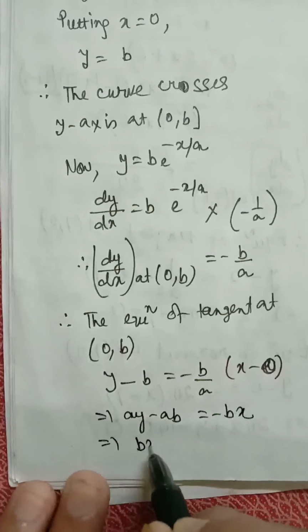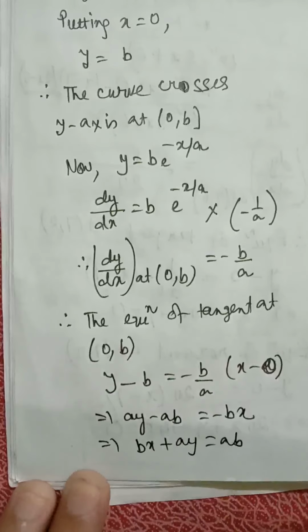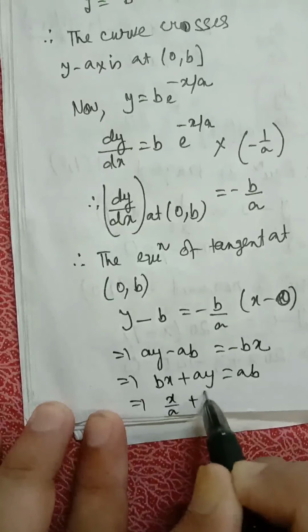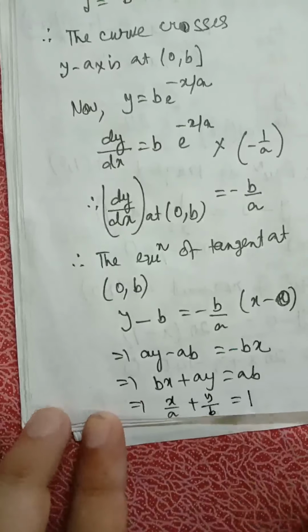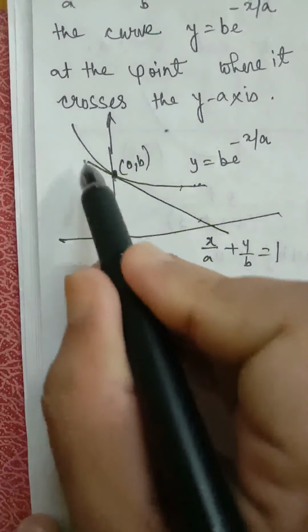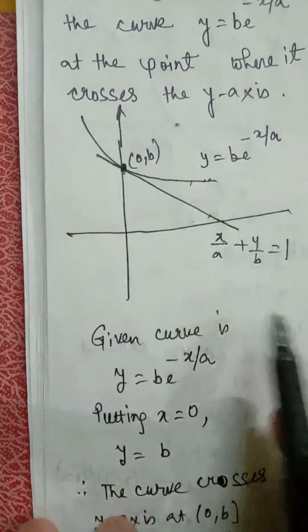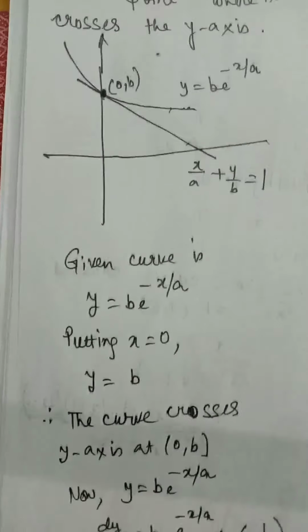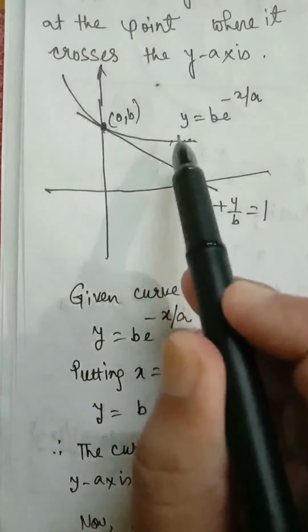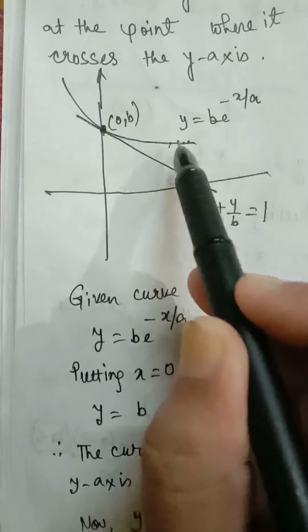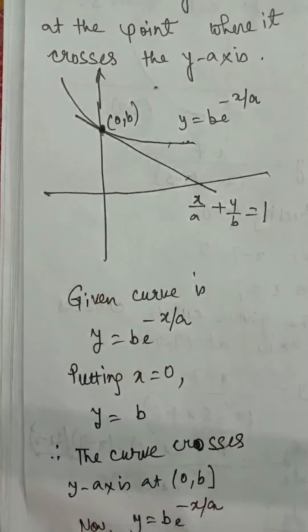So from this we will get bx plus ay equal to ab, and dividing both the sides by ab, we will get x by a plus y by b is equal to 1. So in that way, what we have proved, the equation of tangent is this. So at this point, the equation of tangent to the curve is x by a plus y by b equal to 1. This is what we have proved. In that way, this line x by a plus y by b equal to 1 touches the given curve at the point (0, b).